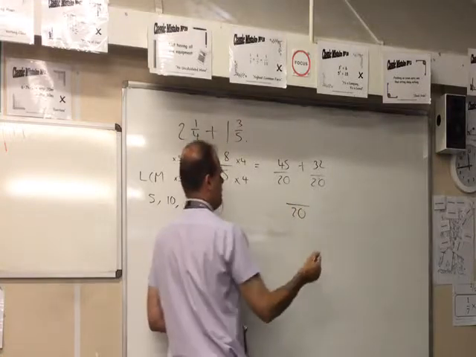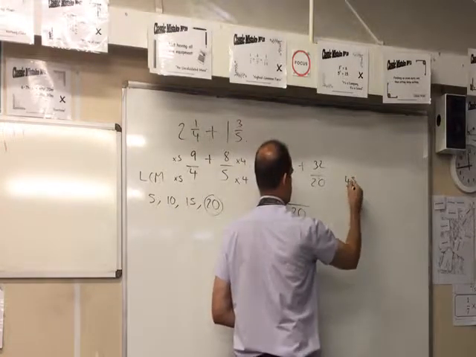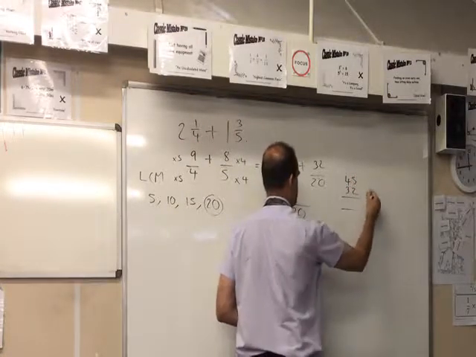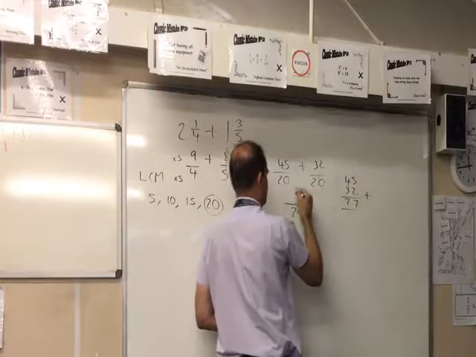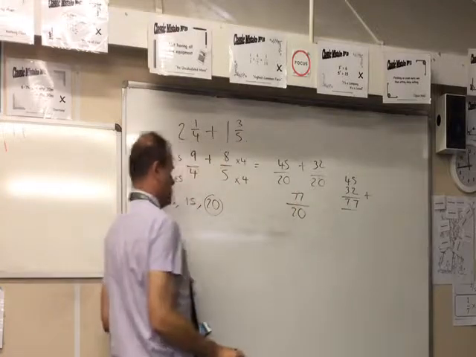45 and 32. Well, if you struggle to do that in your head, then do a little sum at the side. It takes you seconds to do it. 5 and 2 is 7. 4 and 3 is also 7. So you've got 77 over 20.